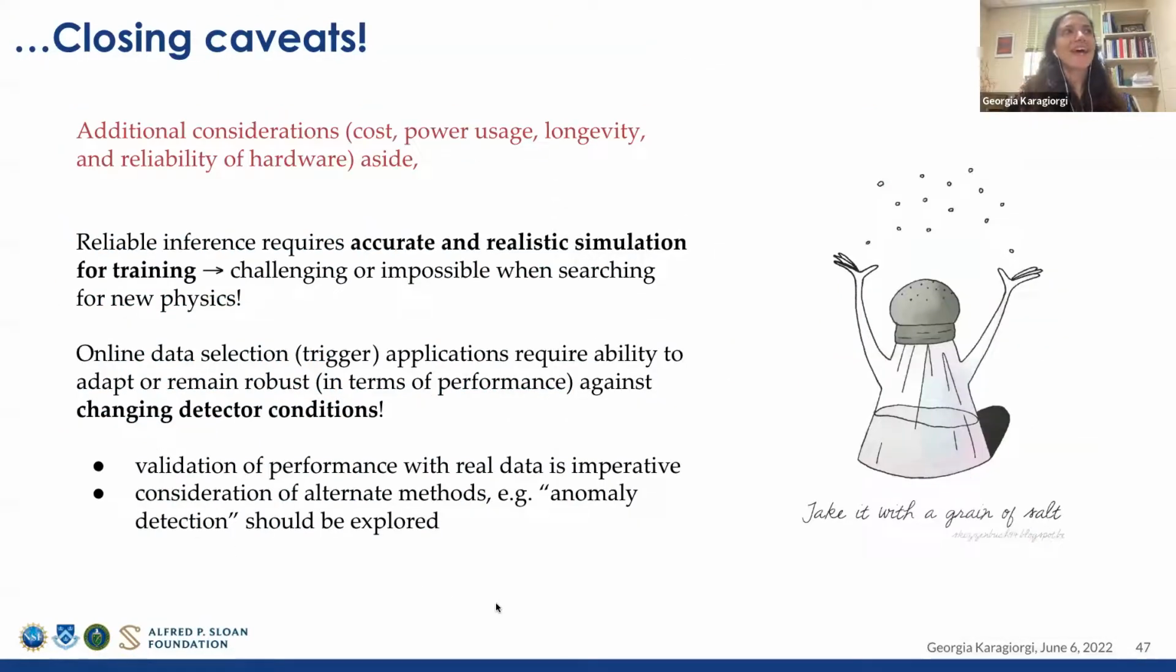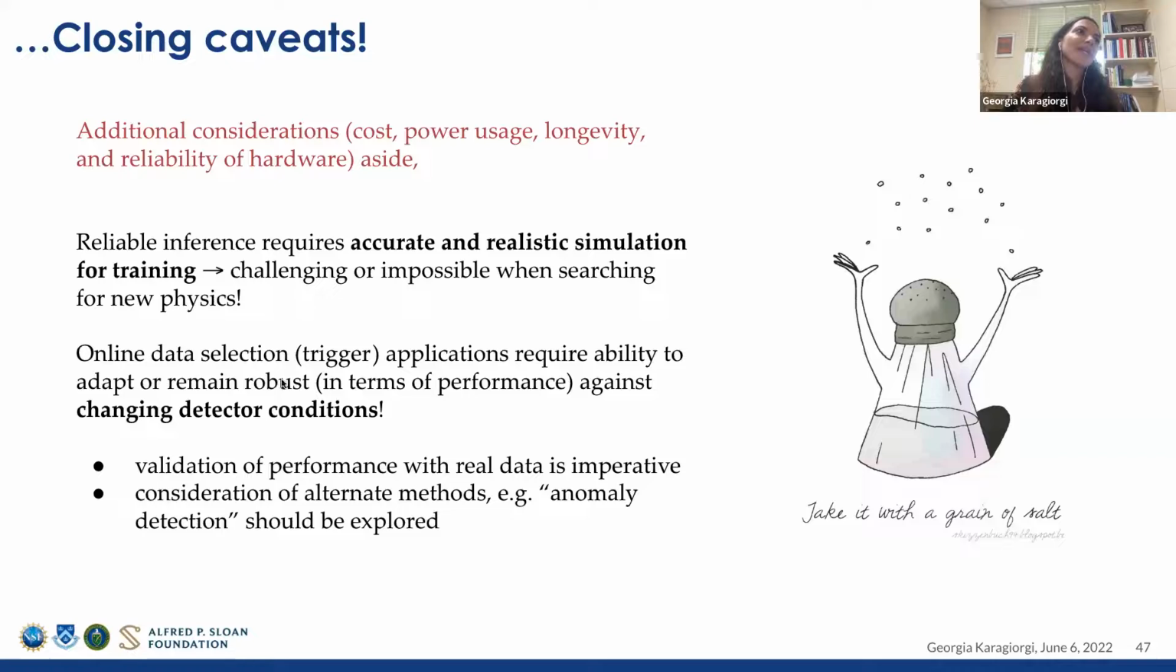I should mention that this is all an exciting possibility, but there are of course all these considerations that I mentioned, not just cost, power usage, longevity and reliability of hardware, but also, in the case of using deep learning tools, machine learning tools, reliable inference always requires accurate and realistic simulation for training our algorithms. And this is challenging or impossible even when searching for new physics, for signatures that you don't even know how to begin to simulate to begin with.